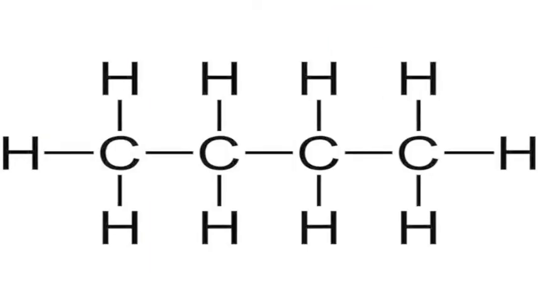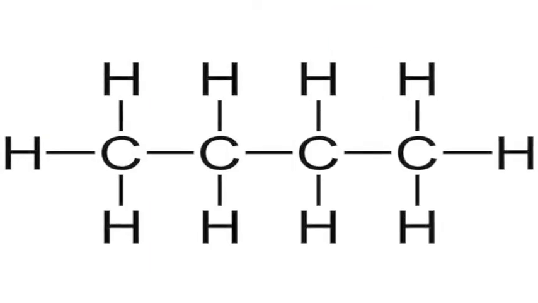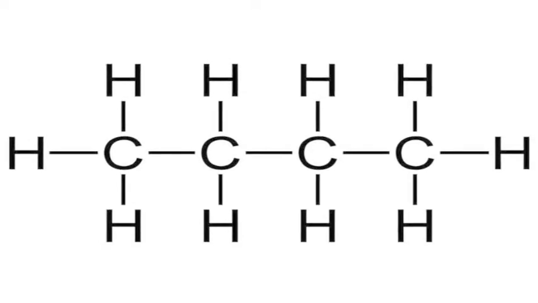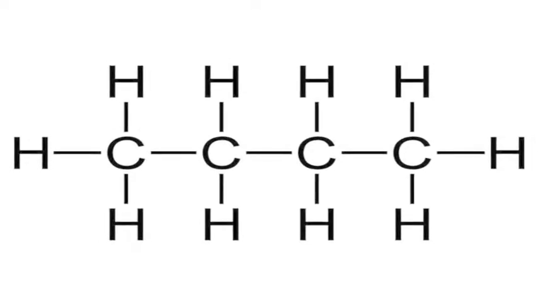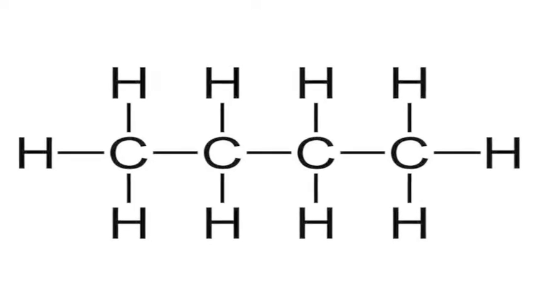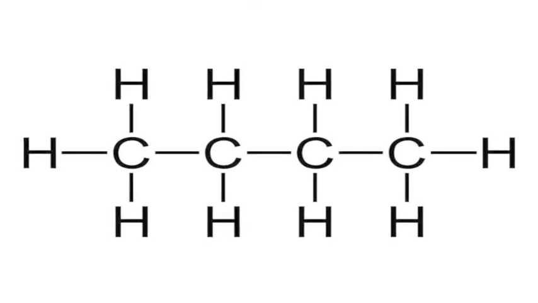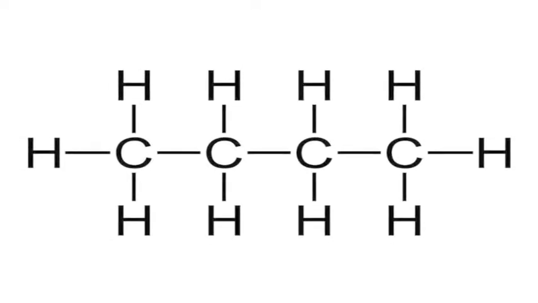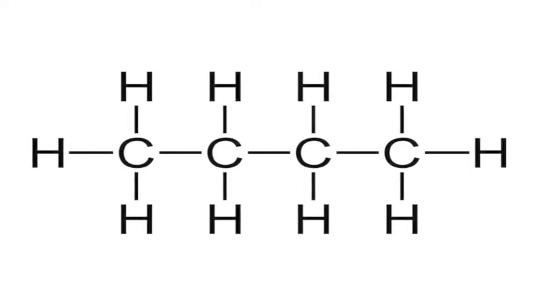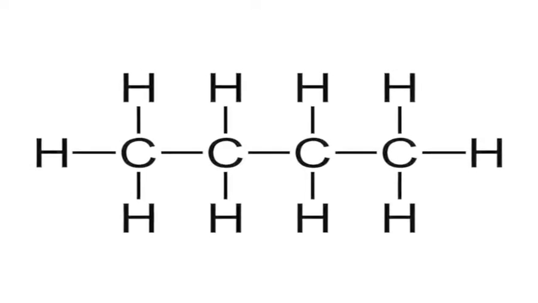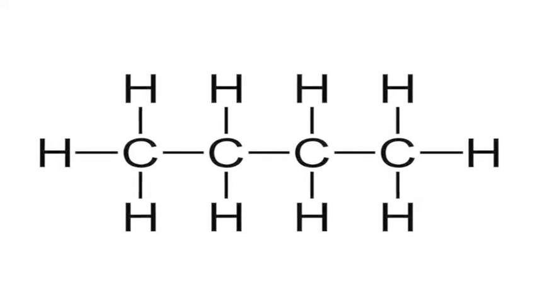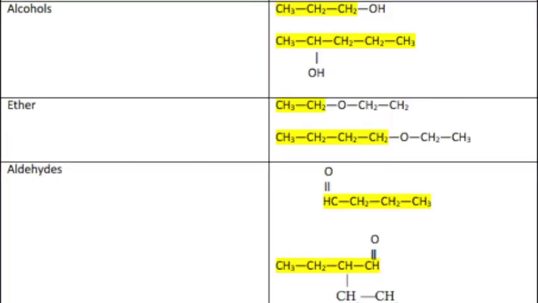Steps on how to draw structural formulas for alkanes. First, determine the number of carbons of the alkane. Second, determine the number of hydrogens of the alkane. Third, draw the number of carbons. And finally, draw the number of hydrogens next to the carbon.